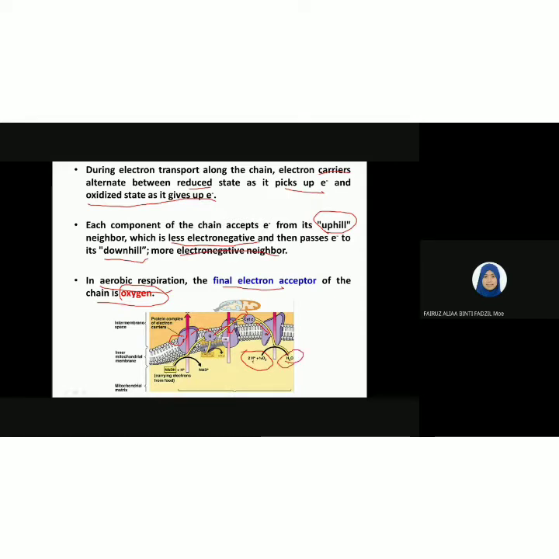That's why we continuously need to breathe in oxygen for aerobic respiration to occur, because oxygen is the final electron acceptor. If there is no oxygen, that means we don't have the final electron acceptor. So this process of electron transport will be disrupted, and cellular respiration on the whole will be disrupted and affected.